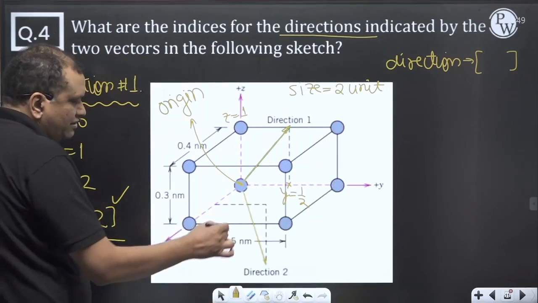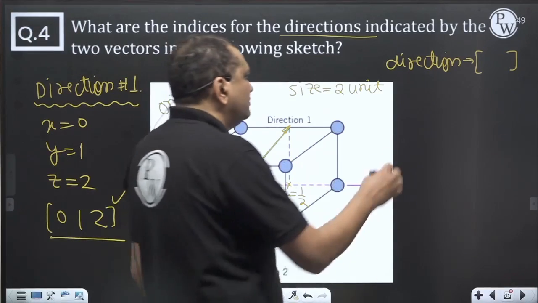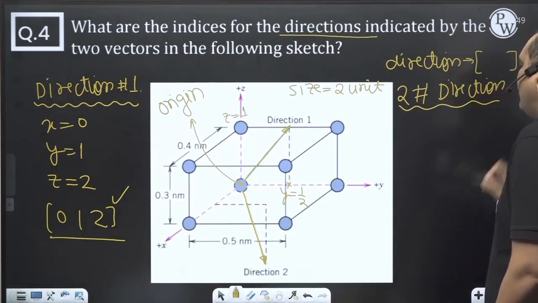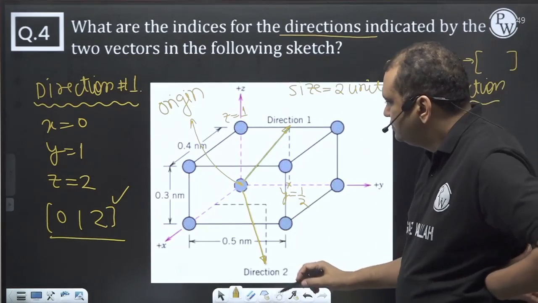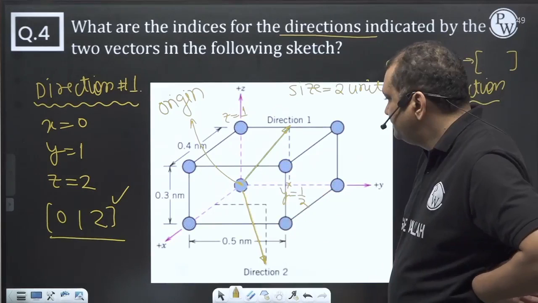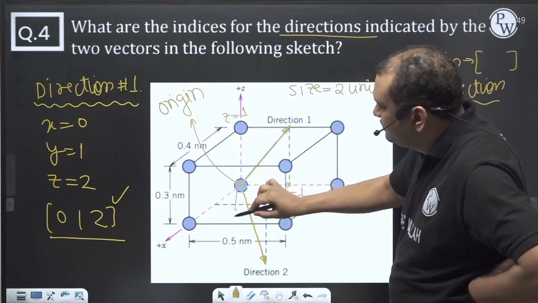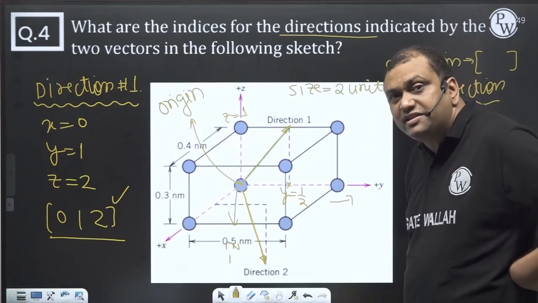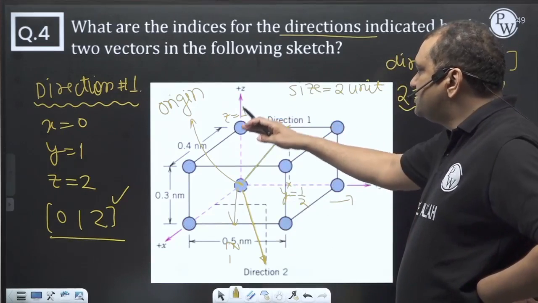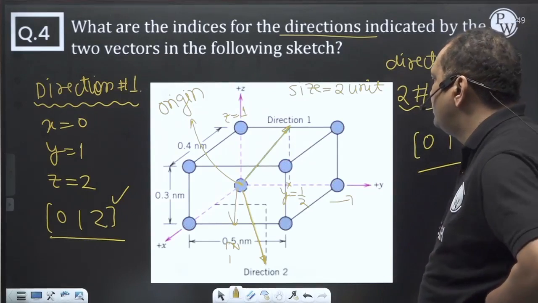Now this is direction 2, for the same coordinate axis. So how will we designate direction 2? Along the x direction it is also 0. Positive y direction is here. Positive z direction here. Negative z direction will be in this direction. So in direction 2, nothing has changed, only the z axis becomes negative. So this will be 0, 1, 2 bar.